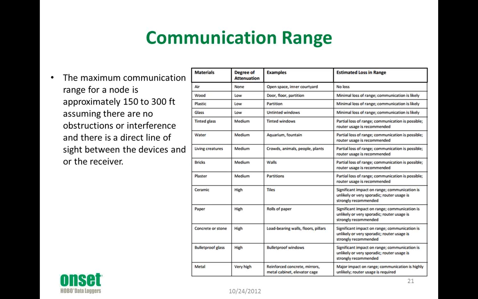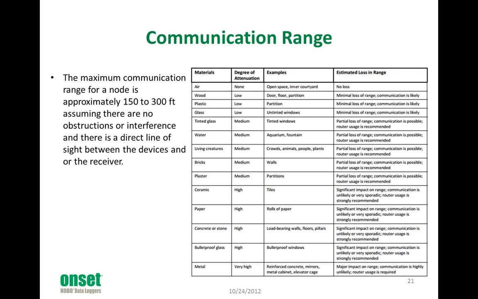Right back to the communication range that I just mentioned, you get approximately 150 to 300 feet, assuming that there are no obstructions or interference and that there's a direct line of sight between the device and the receiver. And what we have here is a simple graph just explaining what might be an obstruction and how much of a loss or degrade of that signal you might get. Obviously with air, you're going to get no loss. Some simple building materials, wood, plastic, glass, you're going to get a minimal loss of range. Communication is going to be fine. You start getting into some thicker materials like water and brick and plaster, you might have a partial loss of that signal, so the 300 feet starts to just come down a little bit.